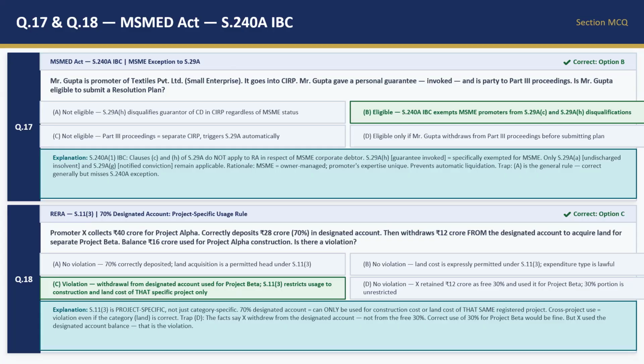So if you have got money for a specific project, you have to utilize that money in that project only, right? So even cross usage is considered a violation. So withdrawal from designated account used for project Beta, although money was collected for project Alpha. Section 11(4)(d)... Section 11 subsection 3 of RERA Act, it restricts usage to construction and land cost of that specific project only.